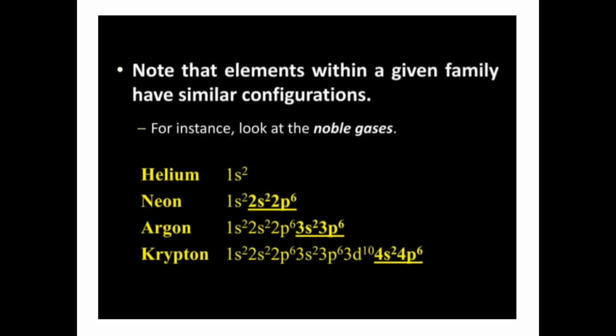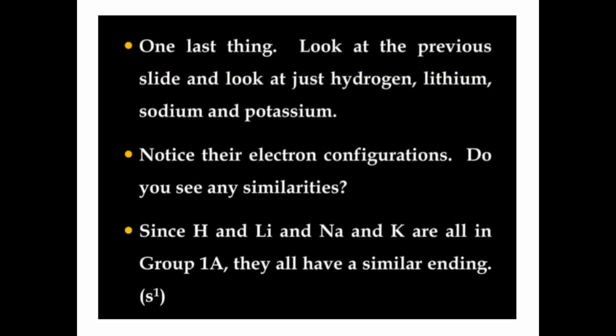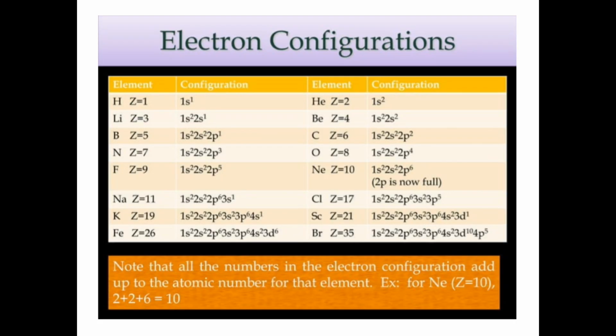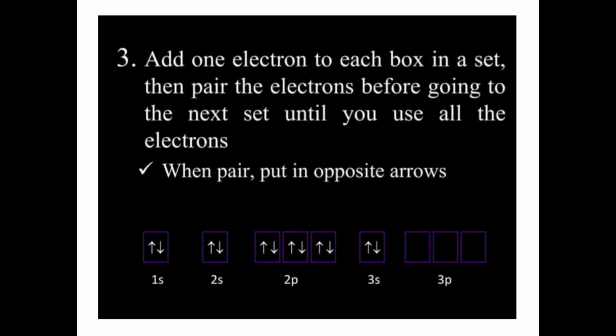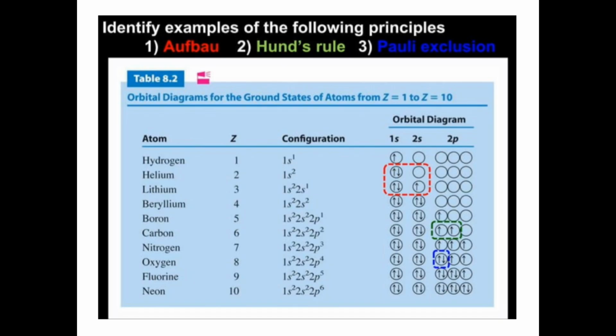Let's take fluorine, for instance. Okay, look at it. We want to check the configuration. Now look at fluorine: 1s2, 2s2, 2p5. That means you are drawing the 1s2, you are drawing the 2s2, and you are drawing the 2p.